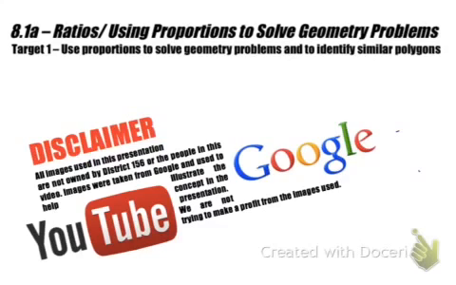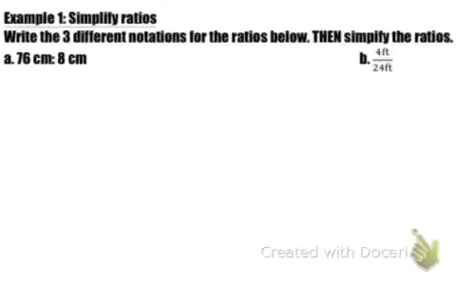Alright, example 1, we have to simplify the ratios. So write the three different notations for the ratios below. Then we have to simplify the ratios. So if you look at A first, we have 76 centimeters colon 8 centimeters. When you see the colon and you're talking about ratios, you basically say "to." So this is 76 centimeters to 8 centimeters.